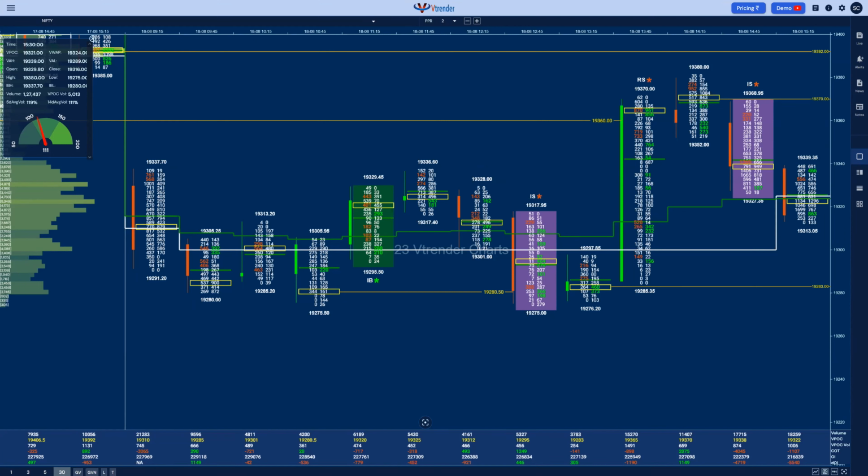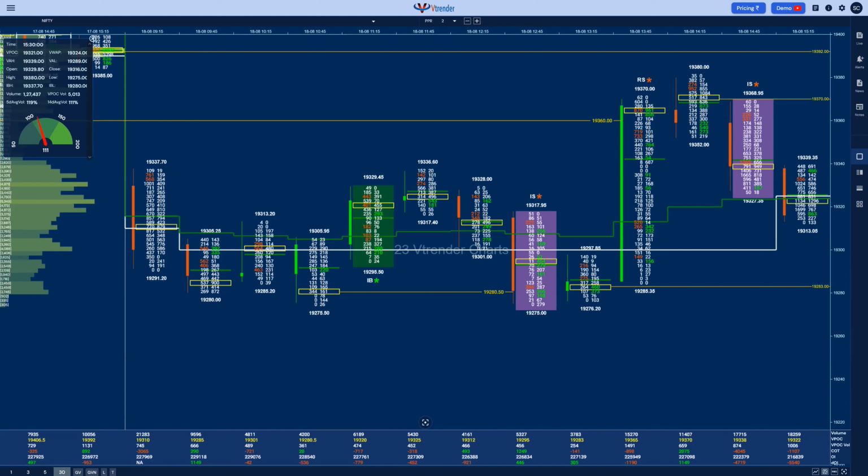At Vtrender, we have a process which we follow. And we have three important things which help us in this process. First is the market profile. We use the market profile extensively to understand the structure of the market.